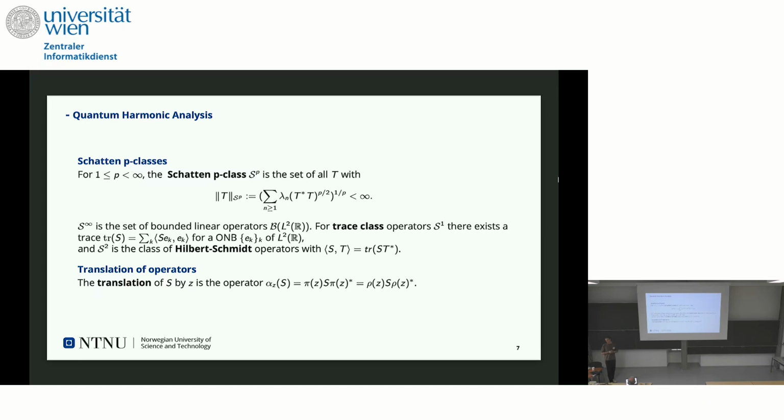With that, we can introduce, without justification yet, the translation of an operator. We can do this in terms of either the pi shifts or the rho shifts, because they are just equivalent up to a phase factor, which is going to cancel out. So the translation of an operator S is just the composition pi(z) S pi(z) star.